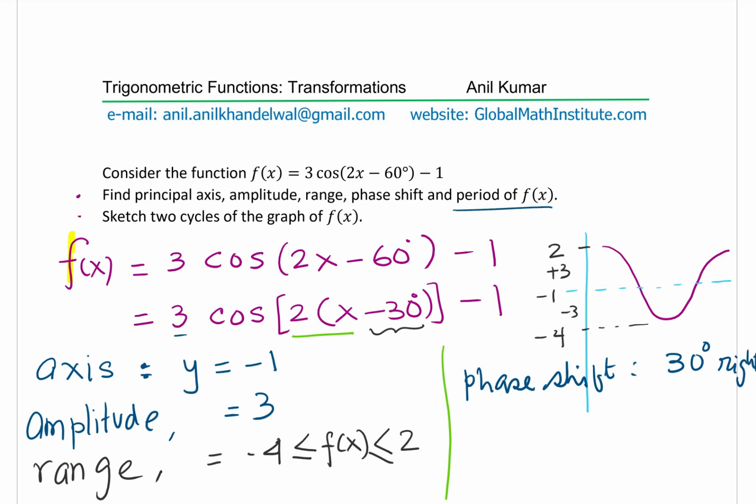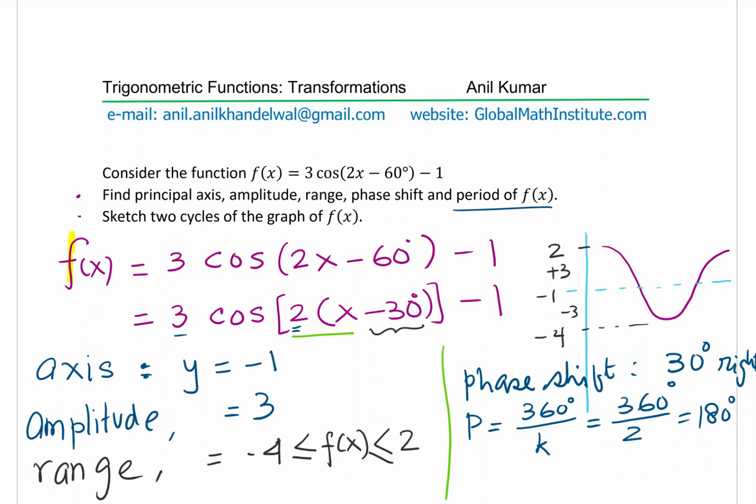And the period of the function. The value 2 decides the period. It means there are two waves in 360 degrees, right? So the period P is basically equal to 360 degrees divided by the value of k. Now in this case, it is 360 degrees divided by 2, and that gives you a value of 180 degrees.